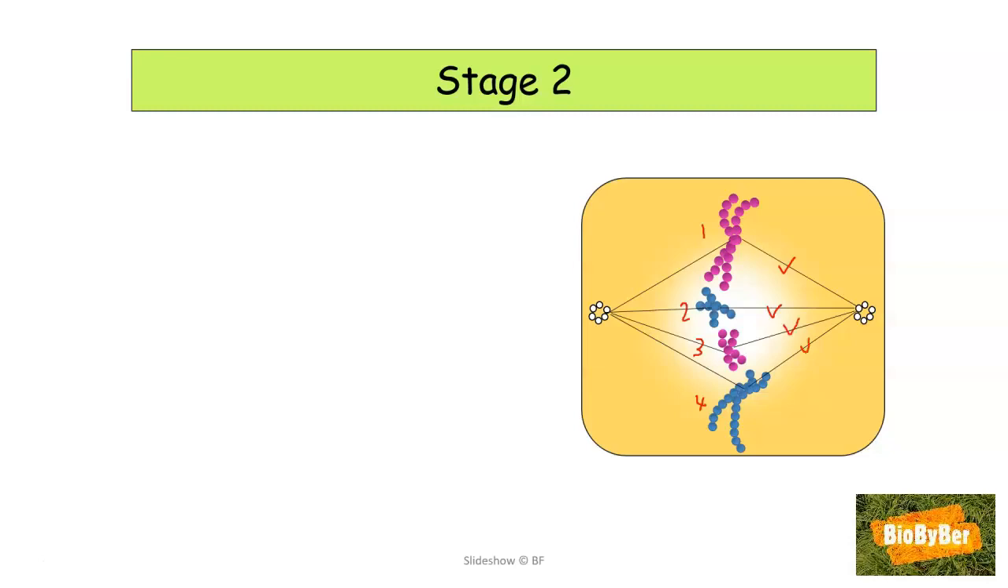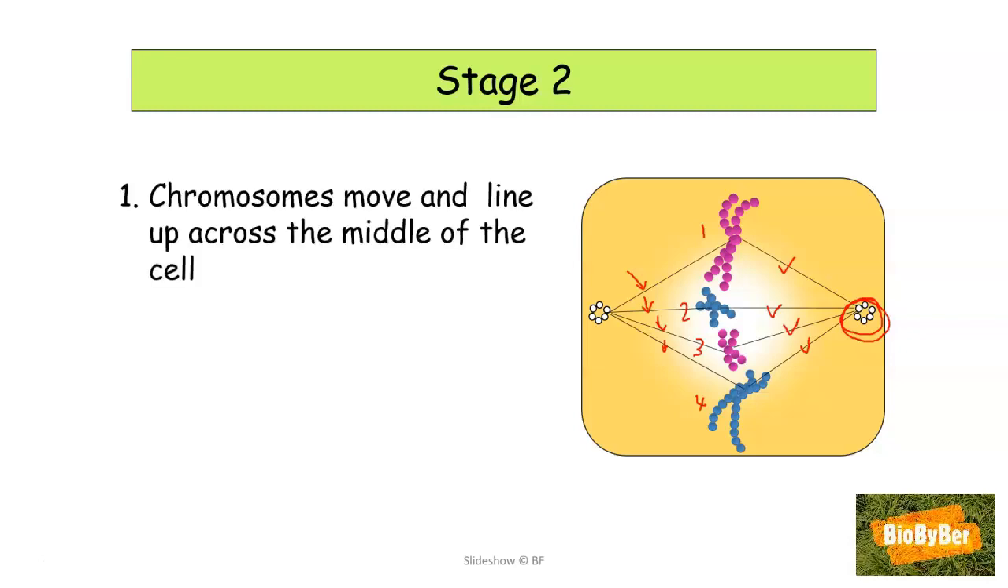Coming from the right-hand side, they're actually produced by that structure called a centriole that we don't really need to know that much detail about, and coming from the left-hand side here as well. I like to think of these as ropes. That will help us to understand what goes on in the next phase. So here, the chromosomes move and they line up along or across the middle of the cell.